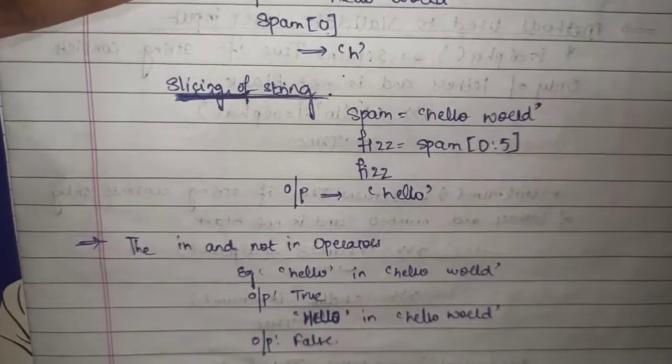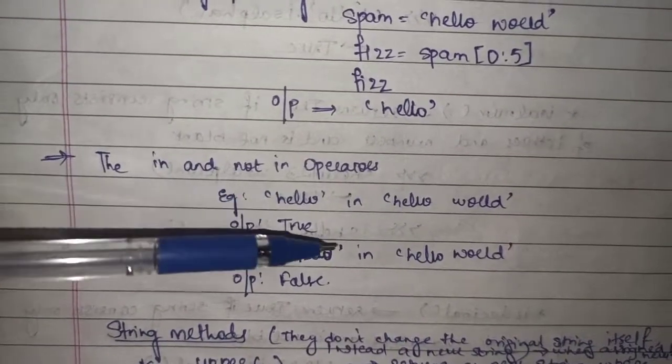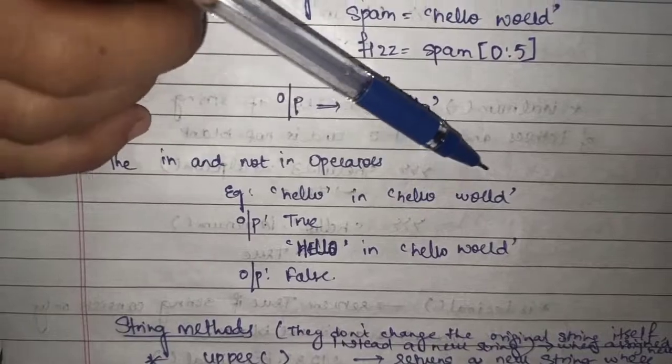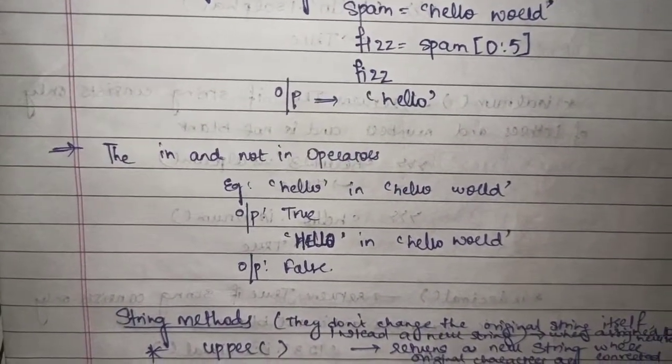Coming to the in and not in operators, this is the same as in the list. Suppose you want to see if a string is present in the string hello world, that is, hello in hello world, it will print True. It will return Boolean values.